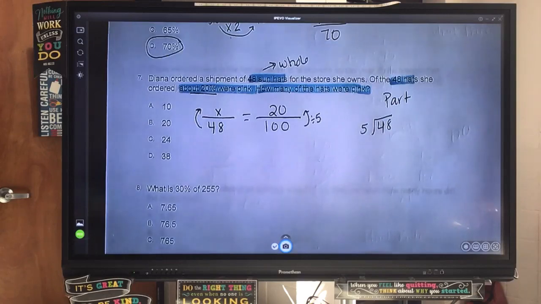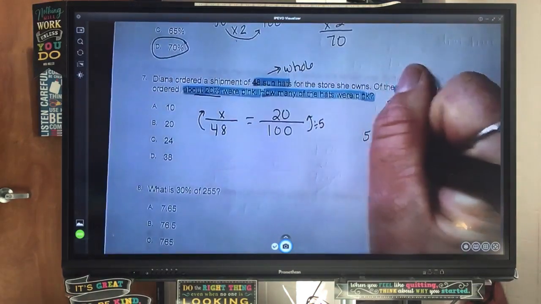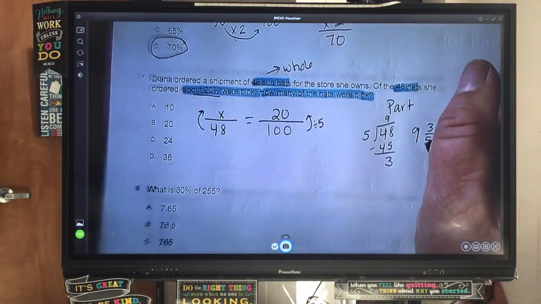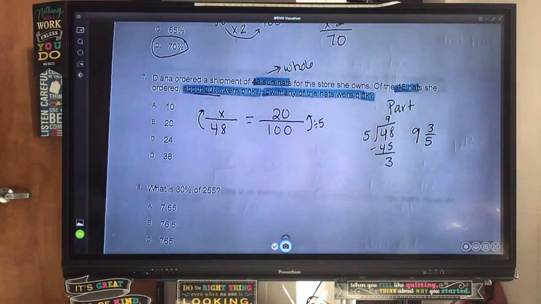So what am I doing wrong? Because I swear I'm doing this right. What am I doing wrong? Or am I doing anything wrong? So I'm gonna finish this. I'm gonna say 9, this is 45, I have 3 left over. So technically I have 9 and 3/5 is my answer. So did I do anything wrong? No, my math was perfect, my setup was perfect, but I don't have my answer.